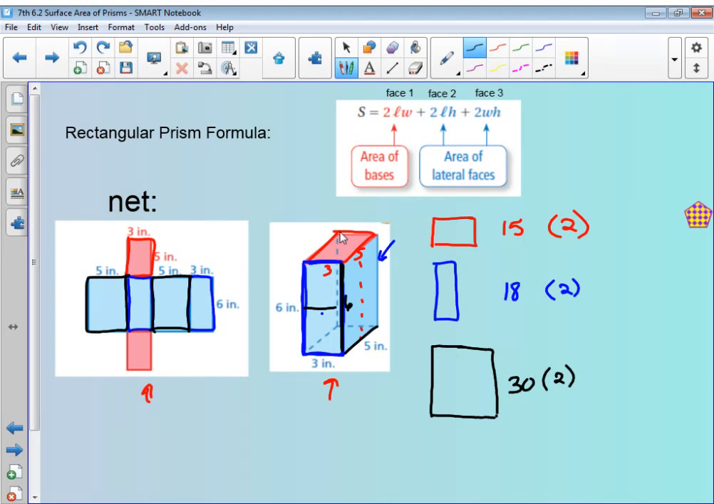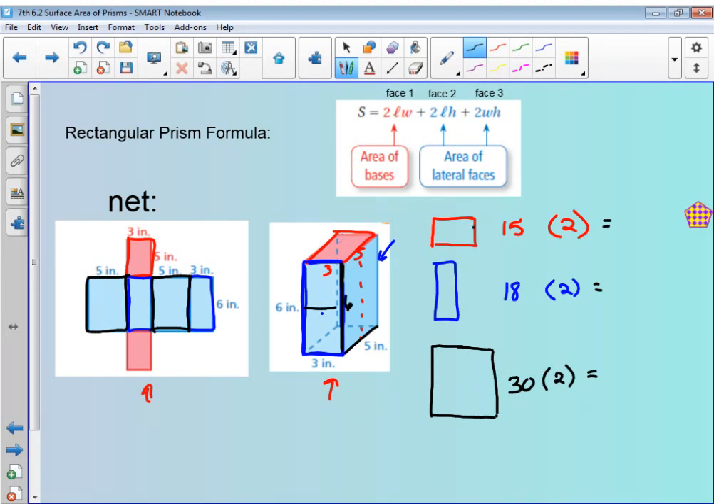So now when I go through and I add this all together, I can either choose to multiply these out individually and then add them together, or I can add together my 15 plus 18 plus 30 and then take that sum times 2. Whatever you're more comfortable with. You have to decide what you would like. I'm going to go ahead and just piece them out each set individually.